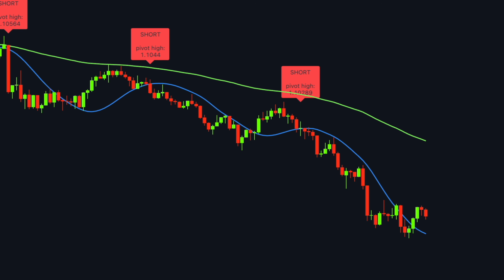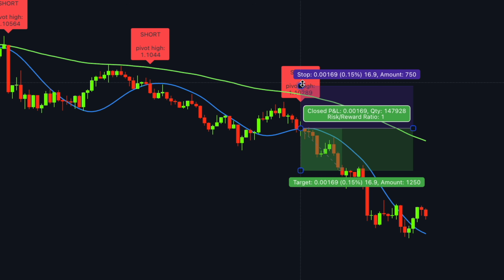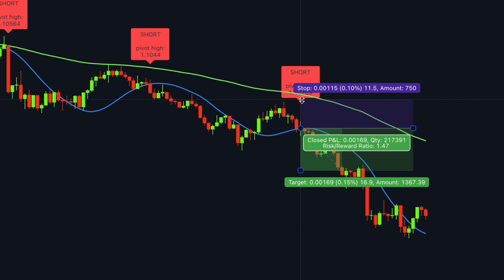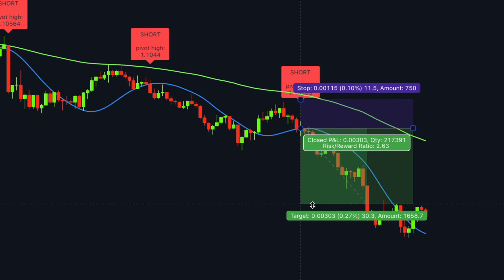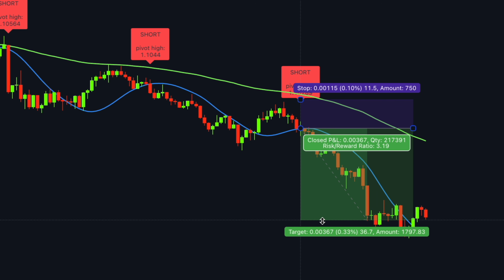In this example, we see that all the rules are in place. We would have opened a short trade at the close of the price bar and set the stop loss slightly above the recent swing high. The exit rules are very simple. We close the position manually as soon as the candlestick closes above the Hull MA.